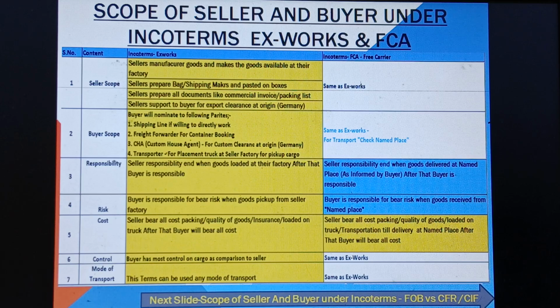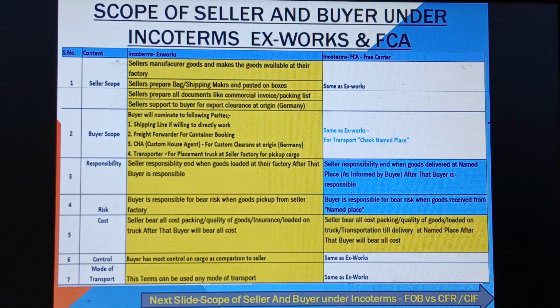Fifth point is the cost. In Ex Works, the seller bears all cost for packing, quality and insurance. It means within-company insurance: if the company catches fire, or anything happens and the goods are damaged or lost, they can cover the loss via insurance. So that is important. The seller needs insurance till the factory only, and loading on the truck. After that, the buyer will bear all cost.